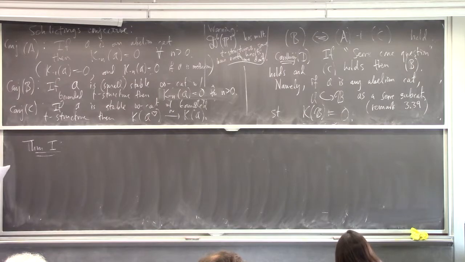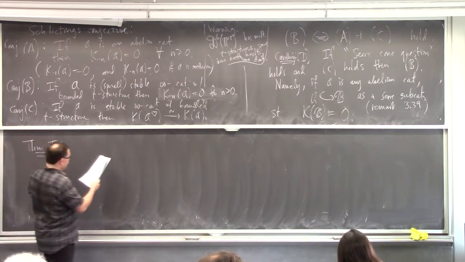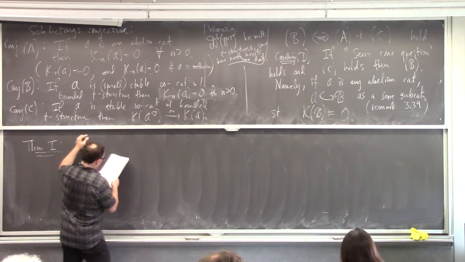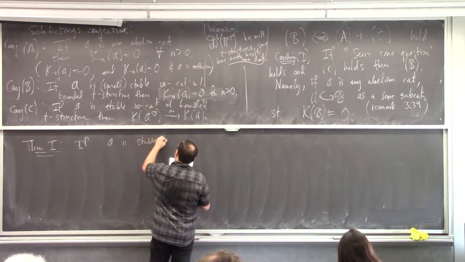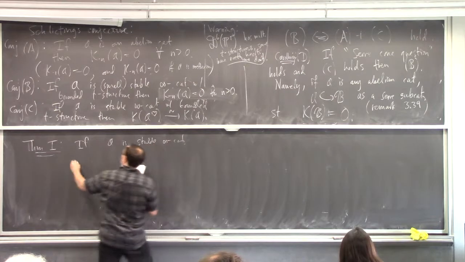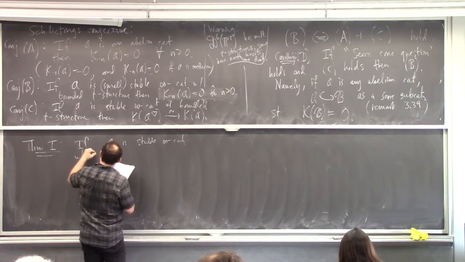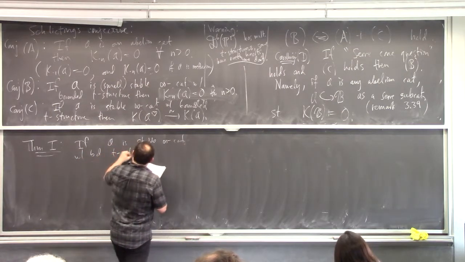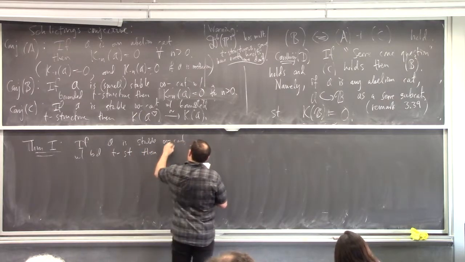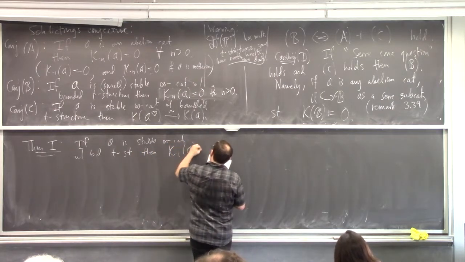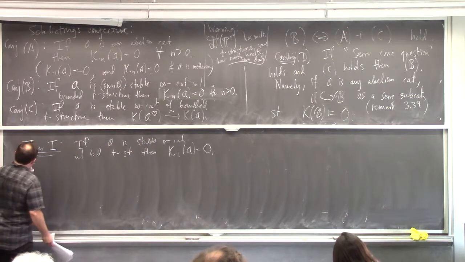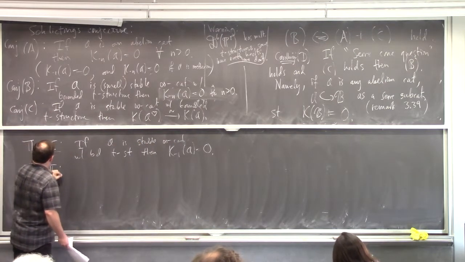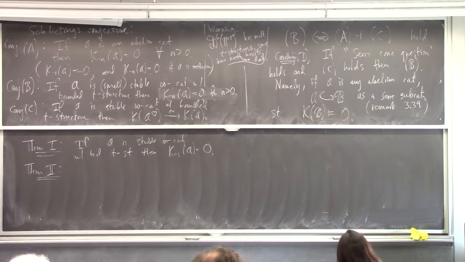that we prove in this paper. Theorem 1: if A is a stable infinity category with bounded T-structure, then K minus 1 of A is 0. That's an adaptation of Schlichting's argument. It's a little bit harder in this case, but it's not really that much harder.